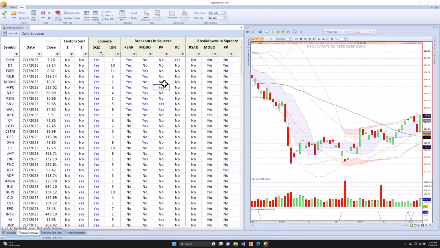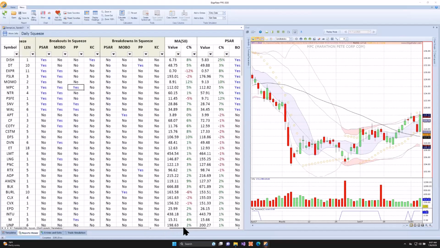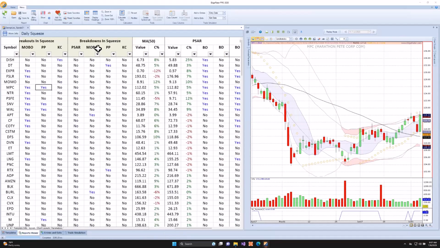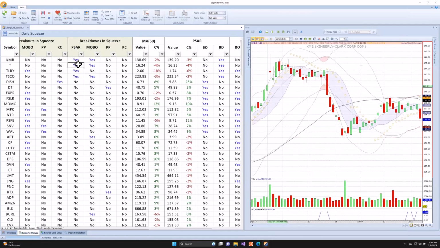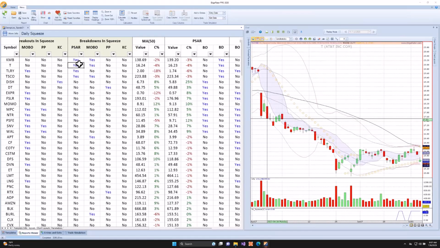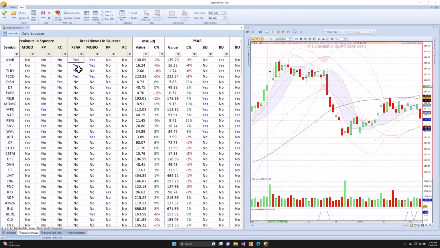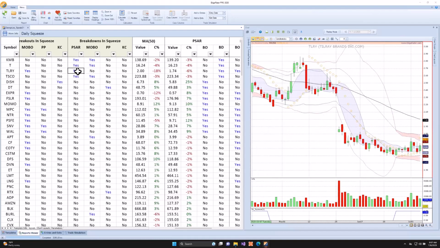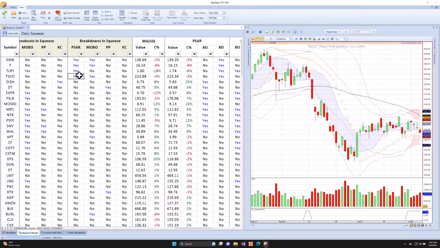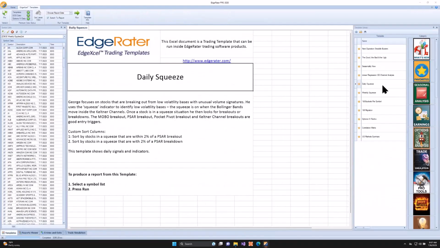All right, and that's for breakouts. Breakout meaning that price moving in the upper direction, and then that same set of columns for price moving in the lower direction too. So you can say PSAR flip on the downside. And here are the stocks that meet that criteria: AT&T, Kimberly-Clark, Tilray, and Tractor Supply, TSCO.